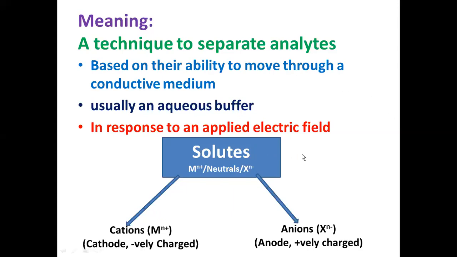Under that applied electric field, the solutes will show different migration towards their own electrodes. For example, cations are going to travel towards the cathode and anions are going to travel towards the anode. So we can see cationic and anionic movements obviously, but under some special circumstances, even neutral species can be made to move towards either cathode or anode. We shall see that later. So remember the meaning of the electrophoretic technique: it is a separation technique used for the separation of analytes based on their movement in a conductive medium, particularly an aqueous buffer, under the influence of an applied electric field.